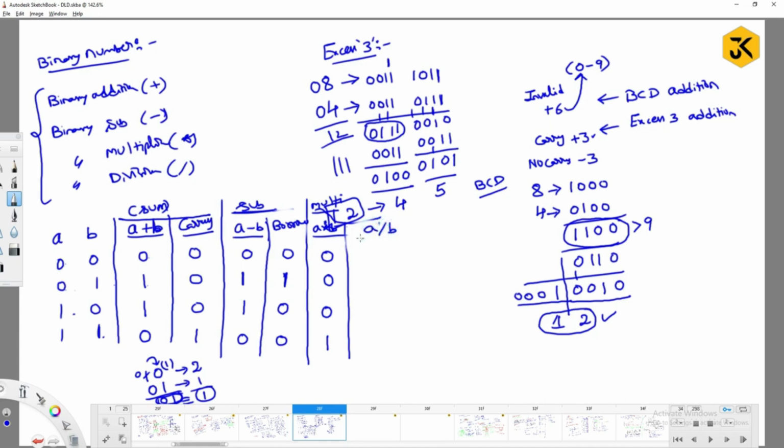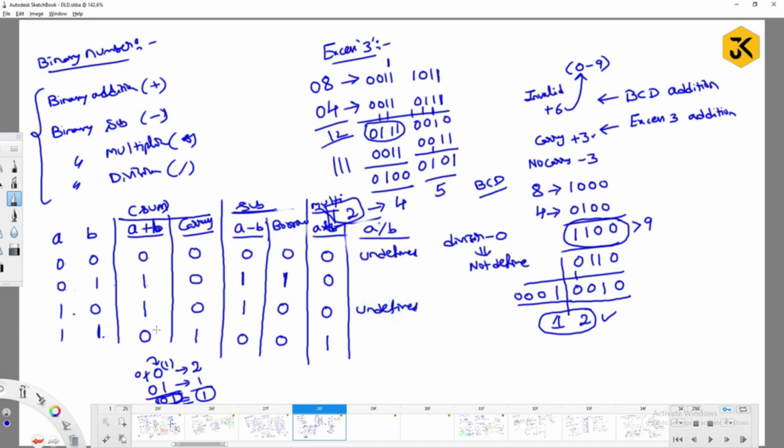Similarly, if you go for the division property, a by b, what is 0 by 0? When you have the divisor as 0, you cannot define the result. That is, when the divisor is 0, the result is undefined.